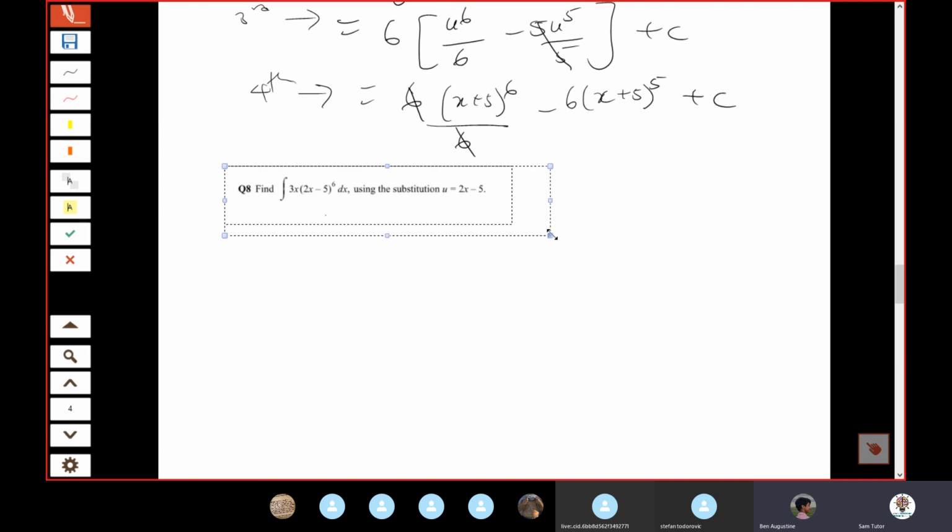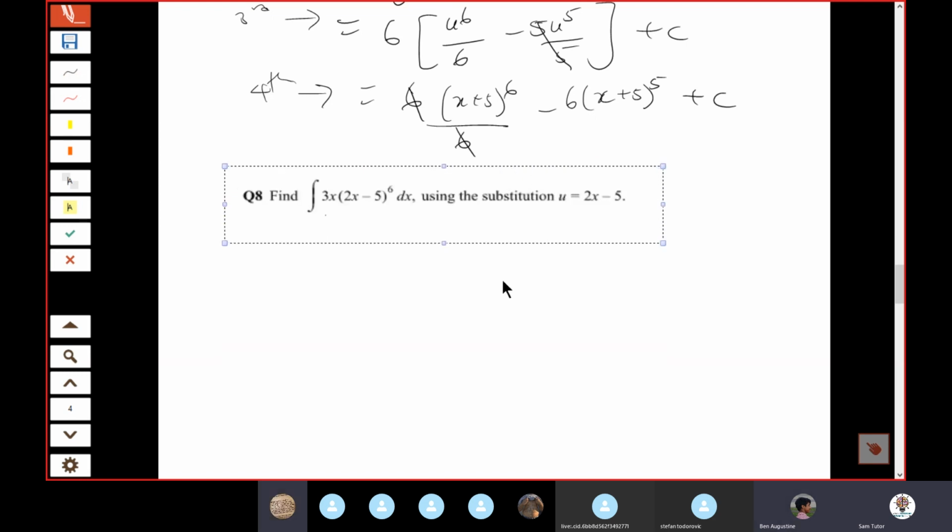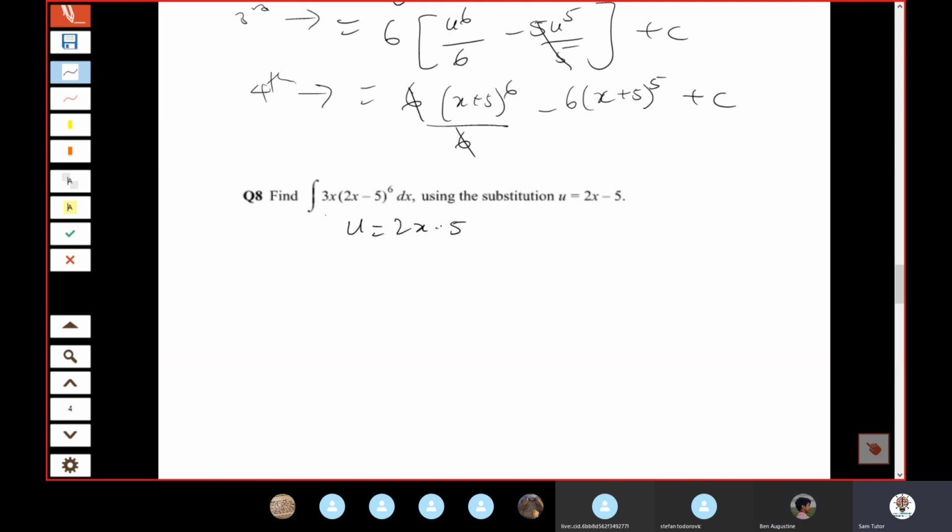Paste. All right. So let's look at that again. u equals 2x minus 5. We're going to differentiate u, that becomes du equals 2 dx. We only want dx, so we got rid of the 2. Then we're going to replace all of our letters. So dx gets replaced for du on 2.